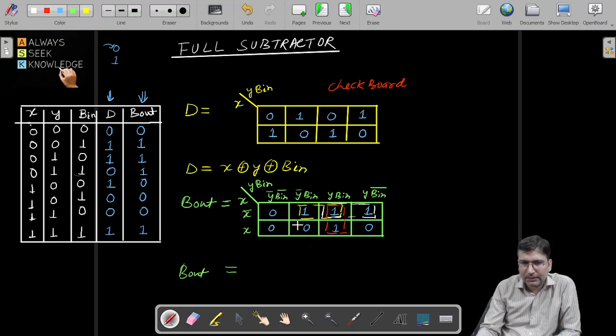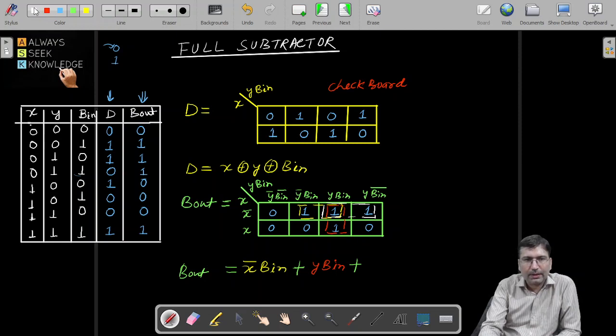So borrow out will give us this, the very first thing, which is in yellow. So I'm writing in yellow here. It will give us X bar, and because Y is changing here, it will give us B in, right? Then plus next group is red. If I write in red, X bar is converting to X, so it will give us Y B in, right? Now there is another group also.